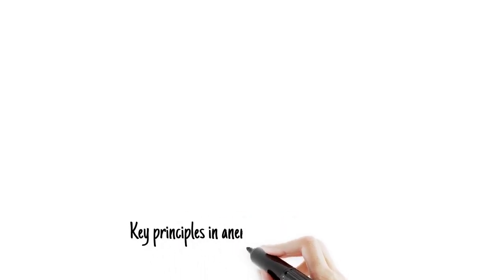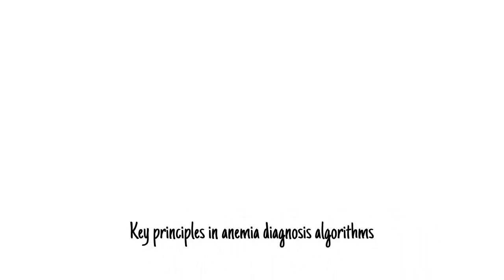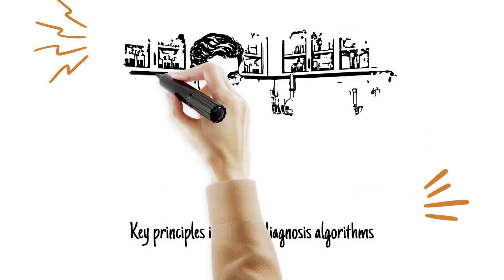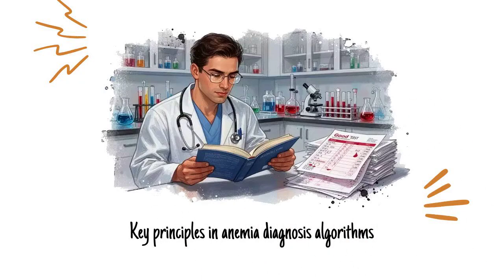A few high-yield principles tie the entire algorithm together. First, the MCV classifies the type of anemia, but does not establish its presence. That requires the hemoglobin.